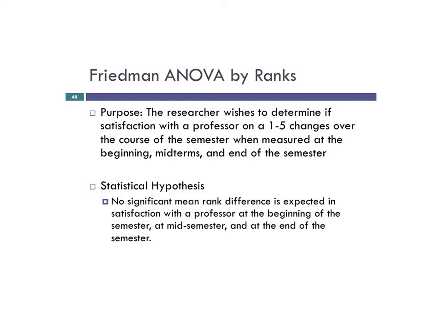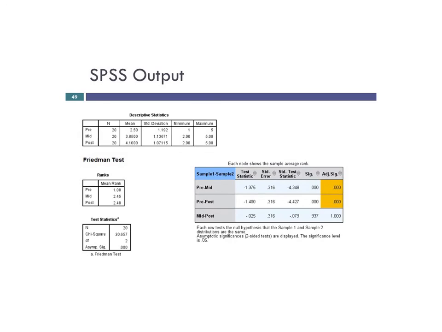So the statistical hypothesis, again, our jargon here is mean rank. So no significant mean rank difference is expected in satisfaction with a professor at the beginning or mid-semester and end of the semester. And remember, your substantive hypothesis would then show differences and make all three comparisons. So this is what the SPSS output looks like.